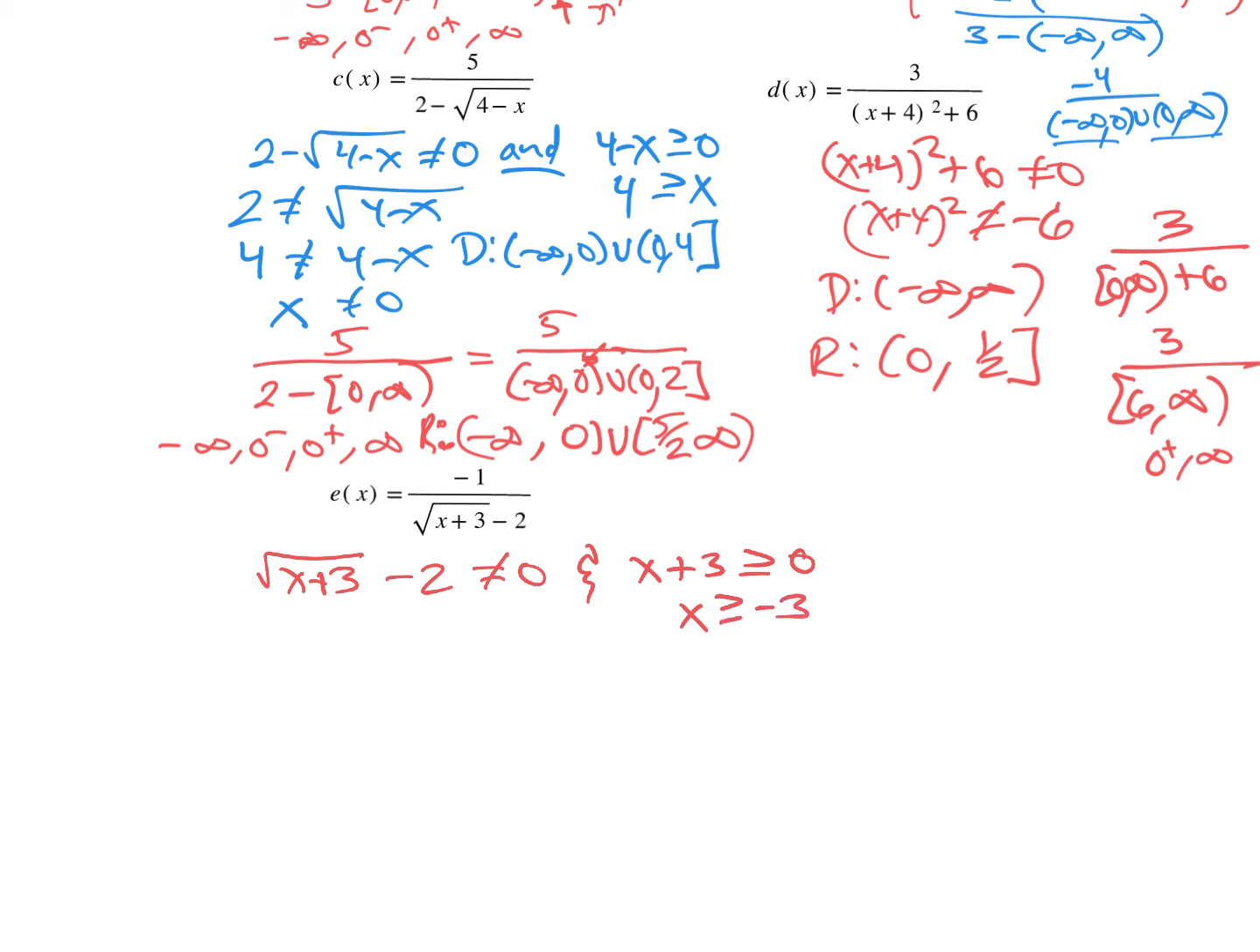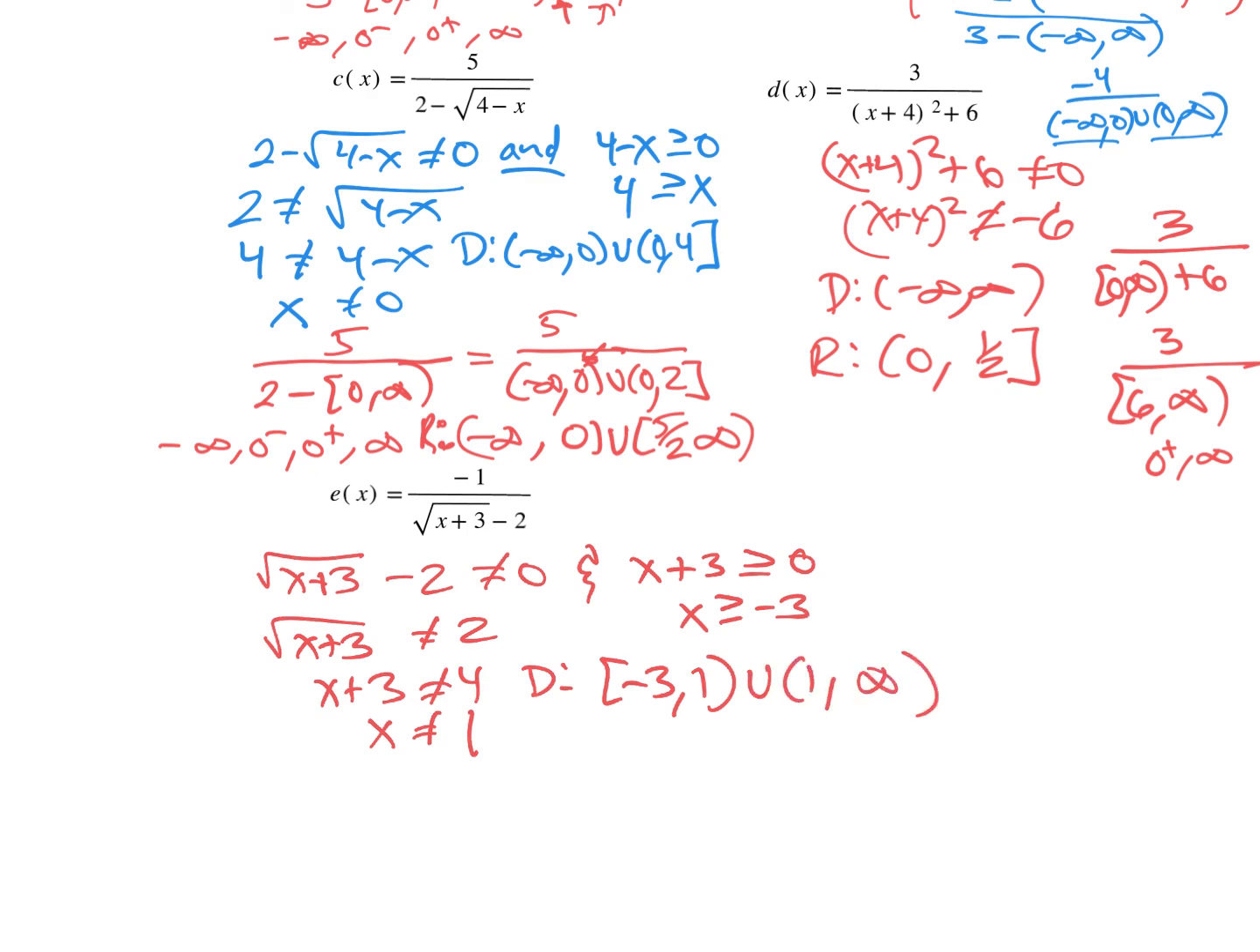All right, so let's see when it equals 0, because I can't have that. So square root of x plus 3 cannot be 2. X plus 3 cannot be 4, so x can't be 1. All right, so putting this together, my domain would be -3 to infinity, but can't be 1.